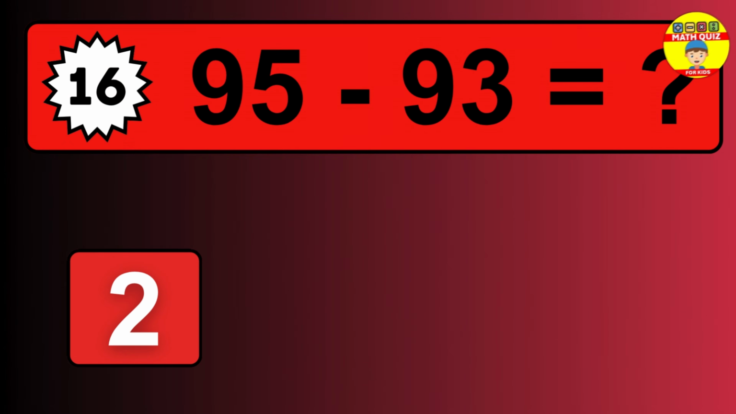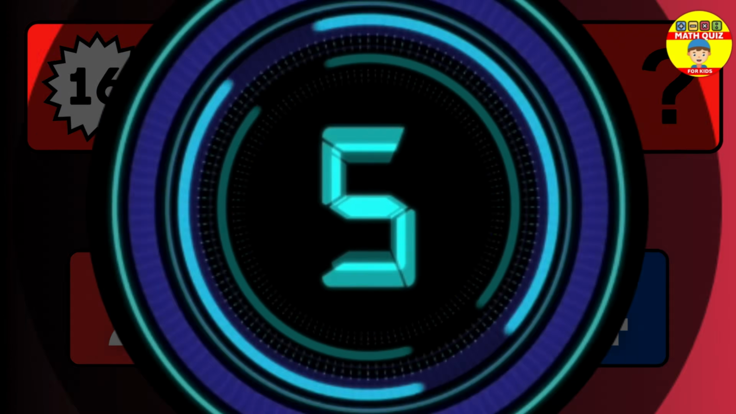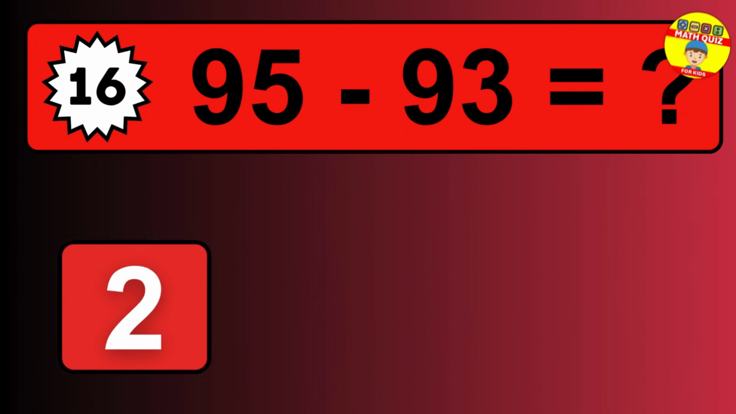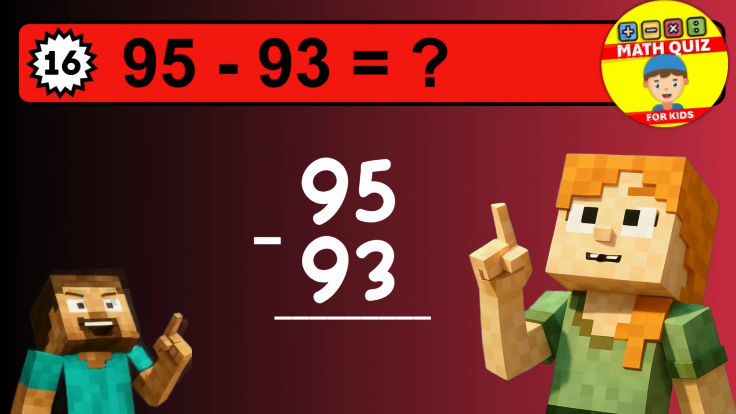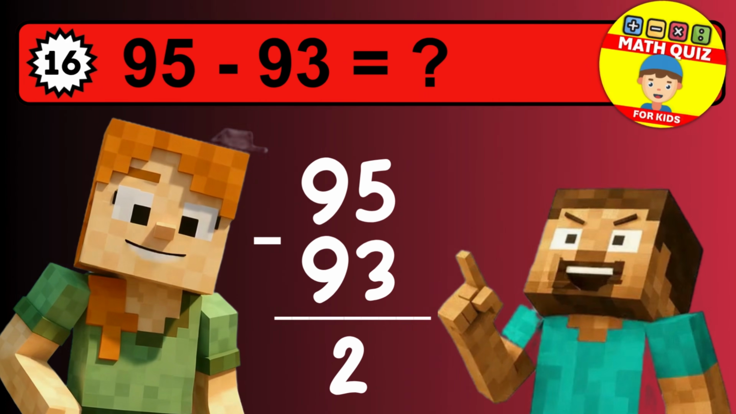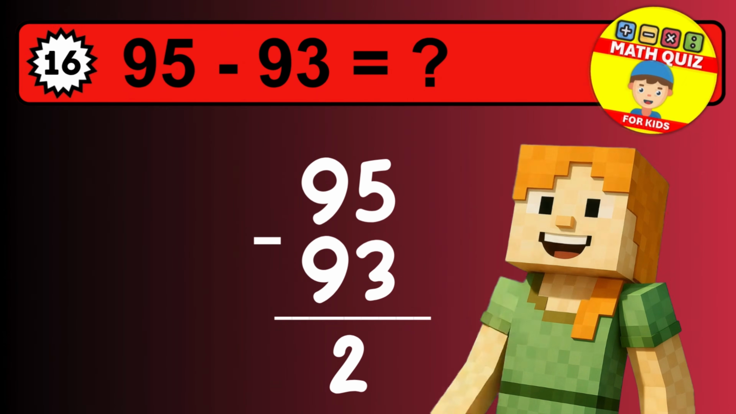What is 95 minus 93? Time to think. Let's solve this step by step. We start with the units. 5 minus 3 is 2. Then we go to the tens. 9 minus 9 is 0. The final answer is 2.